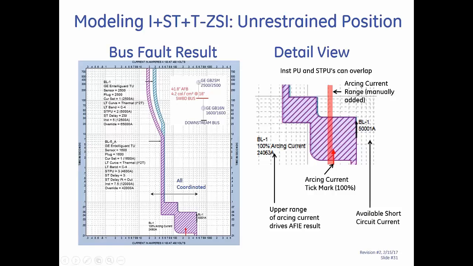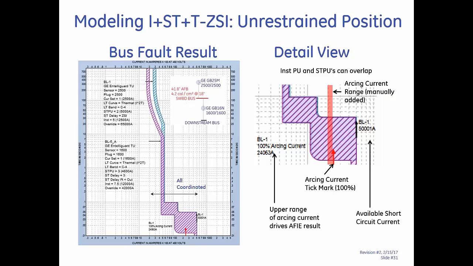You can see the pickups for short time and instantaneous overlap, as well as the bands for short time and the timing and the instantaneous foot. They're all overlapped, but again, because of the action of ZSI, these are all coordinated now. So in addition to the coordination benefit I get, of course, the thing we were most focused on is the arc flash result. Now I'm clearing the entire arcing current band at the fastest time of this breaker, and in this case it's 50 milliseconds, and you can see that the result is 4.2 calories per centimeter squared. So again, that's a noticeable reduction from when I was using short time only.